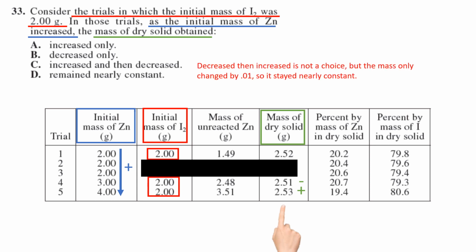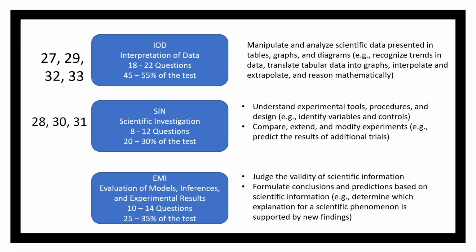So we can't choose that, but it only changes by 0.01, and choice D says remained nearly constant. So it did stay nearly constant. D. Our reporting categories for this test, 4 of them are interpretation of data and 3 of them are scientific investigation. Look at those questions if you missed them to understand how that type of question might throw you off.